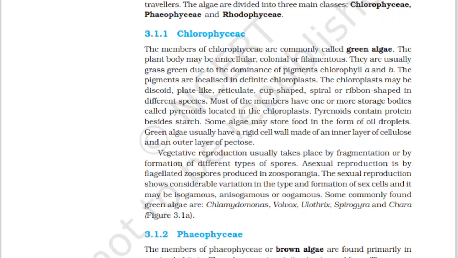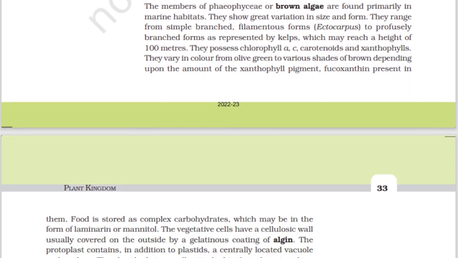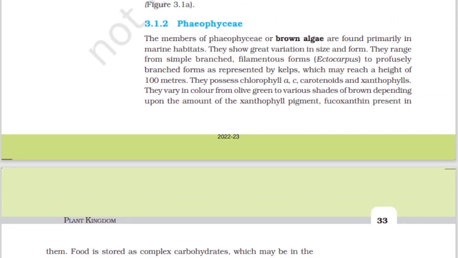Coming to Phaeophyceae, the members of Phaeophyceae, or brown algae, are found primarily in marine habitats. They show great variation in size and form. They range from simple branched filamentous forms, as in Ectocarpus, to profusely branched forms as represented by kelps, which may reach a height of 100 meters. They possess chlorophyll a, c, carotenoids, and xanthophylls.